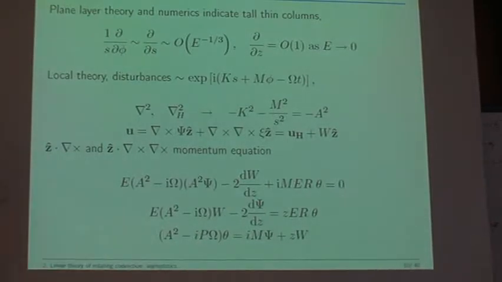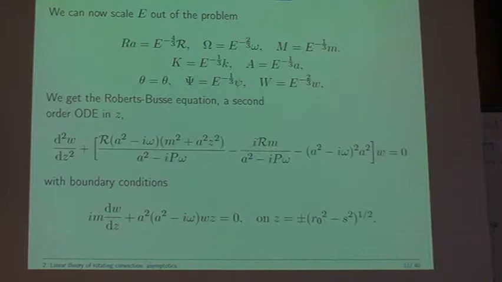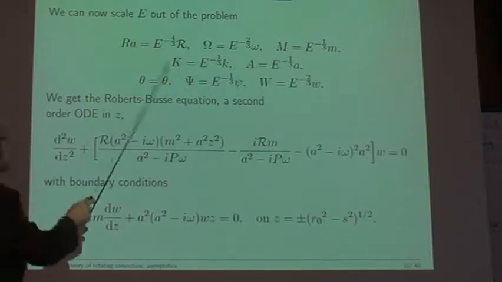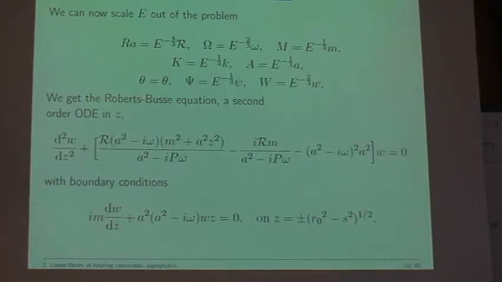So that's basically what happens in this tall, thin column approach. Okay, so we've got these nice equations there. What do we do with them? Well, we can scale E out of the problem. So that immediately tells us that there is an asymptotic limit at small e. And the scalings will also tell us what sort of Rayleigh numbers and so on we're actually going to get in our system.